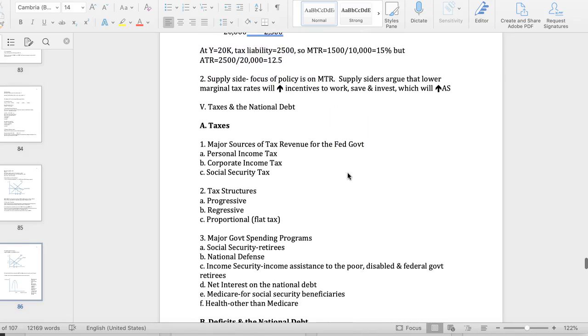So supply siders focus on your marginal tax rate. Supply siders will argue that lower marginal tax rates increase the incentives to work, save, and invest, which increases aggregate supply.